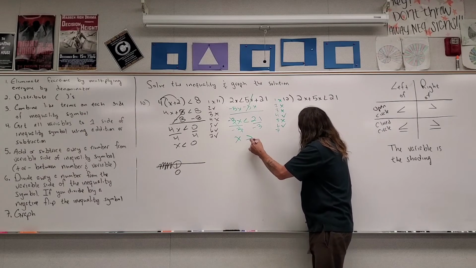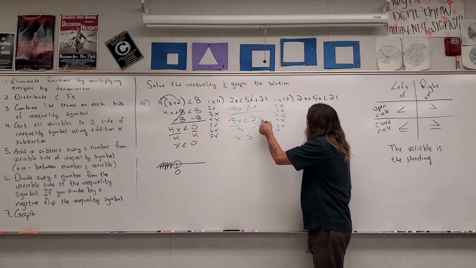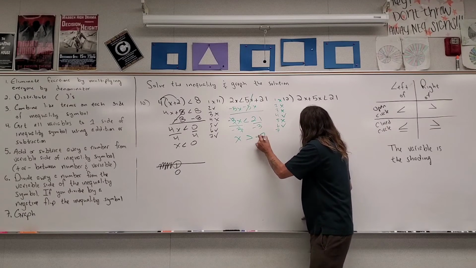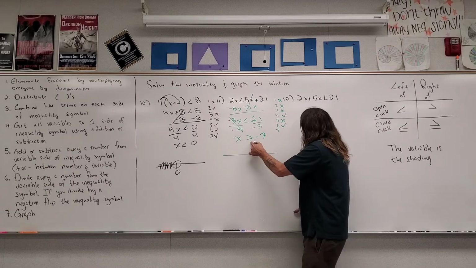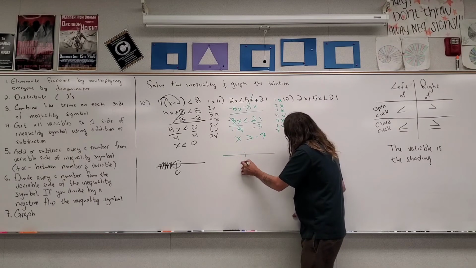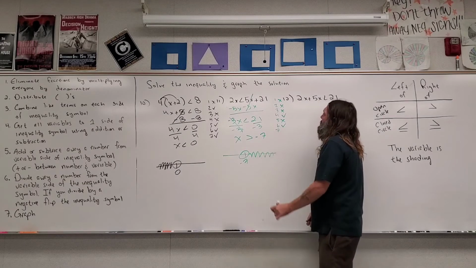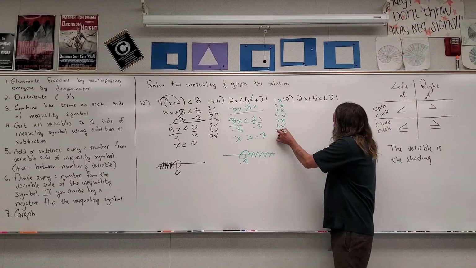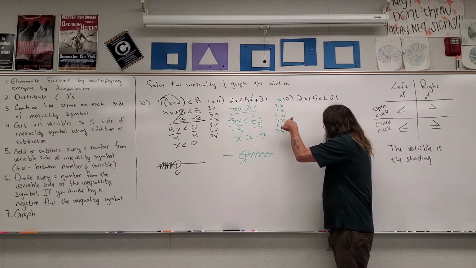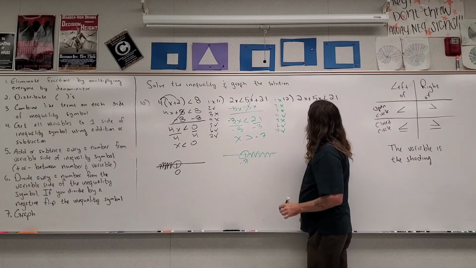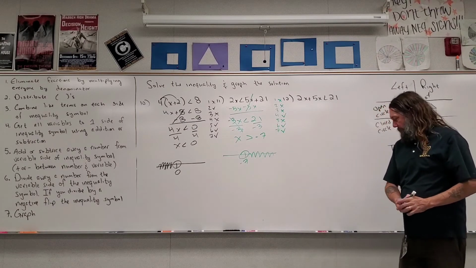The shading is right of... negative 3 goes into 21 negative 7 times. So the shading is right of negative 7. So there's my negative 7. It's an open circle and I shade to the right. So for problem number 11, I'm looking to see that you can do steps 4, 6, and 7 with variables on both sides. All right.